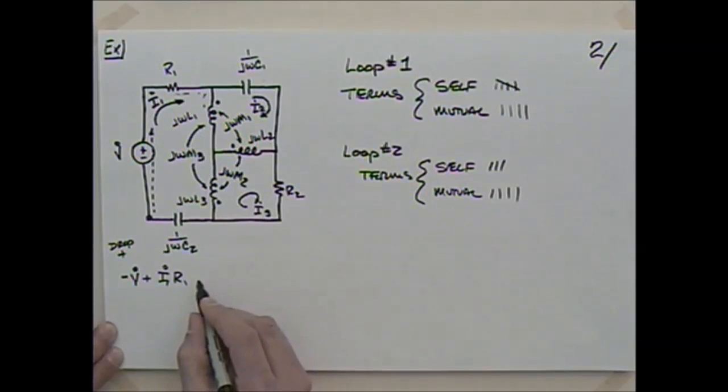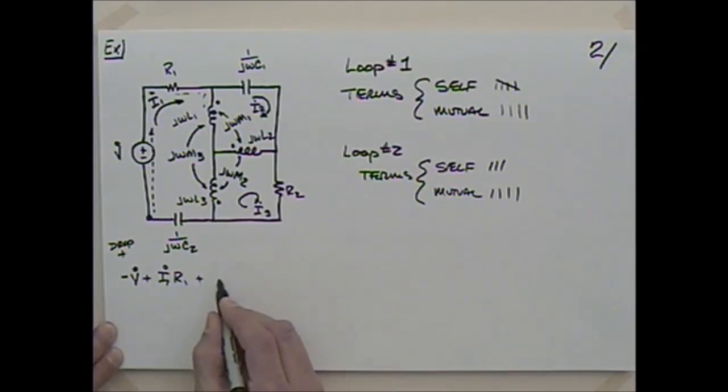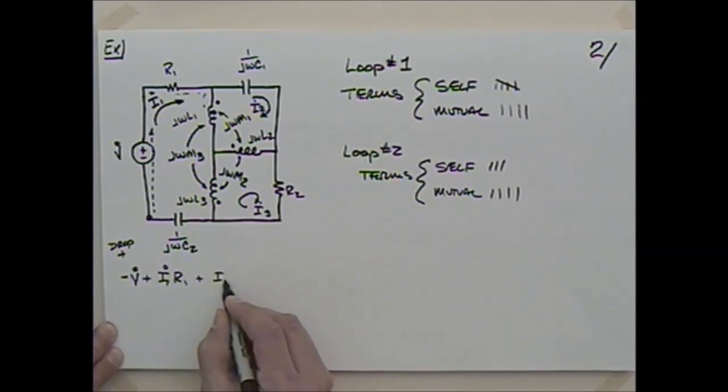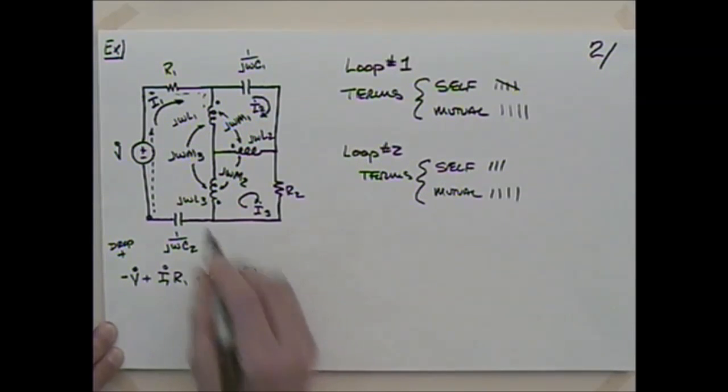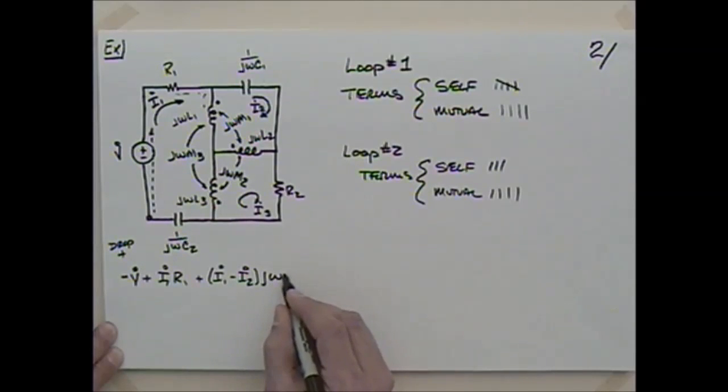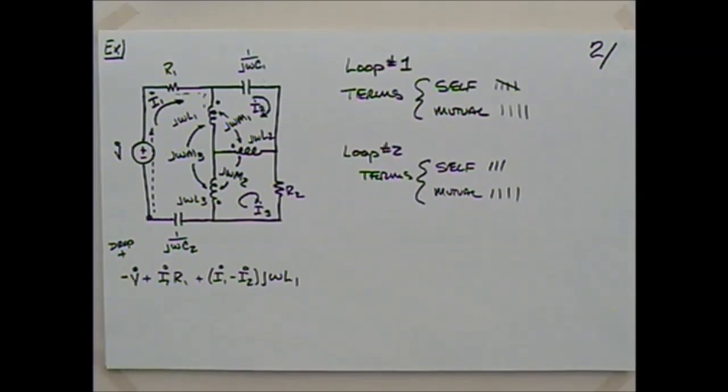Now what do I have? Plus (I1 minus I2). That's the net current going down there, and I'm going to multiply that by j omega L1. Is that right? And then where do I go?